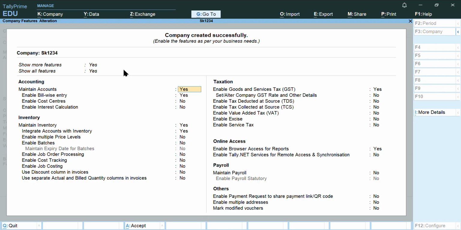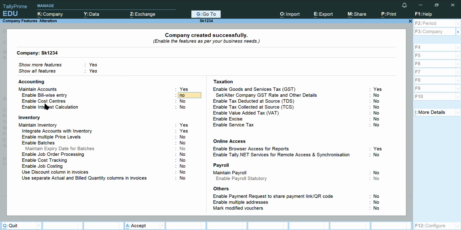Now when we are to enter the features, or we can say configure the company features, we are to remember we are to maintain accounts. Yes. So using arrow keys I am going down. Enable bill wise entry. Now when we have bill wise entry, then your question will be requiring you to fill in a lot many details which are not at all needed under educational mode.